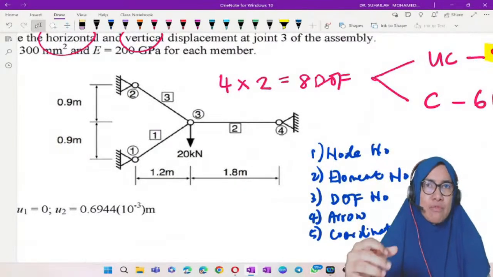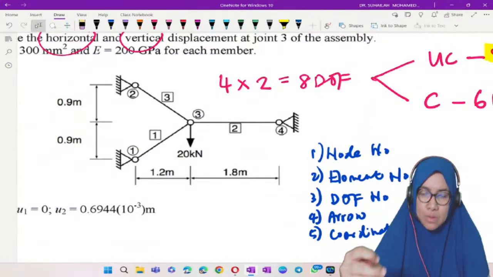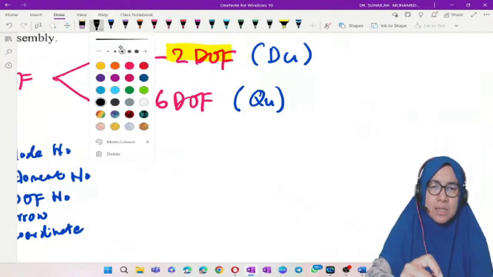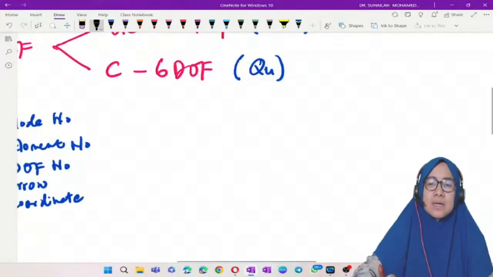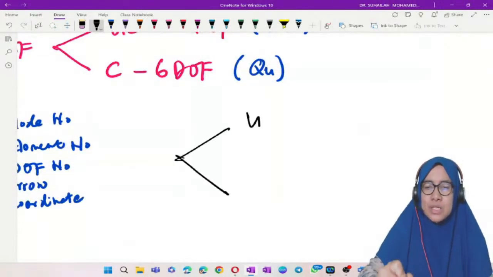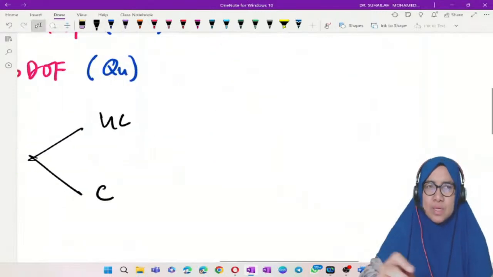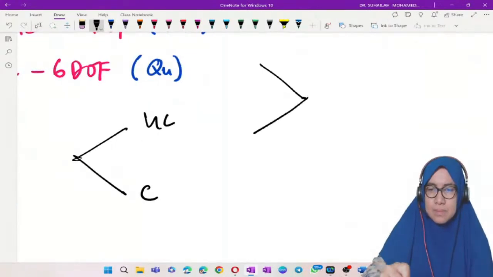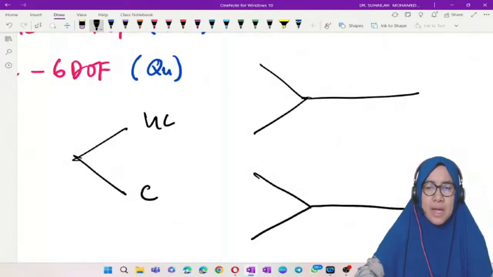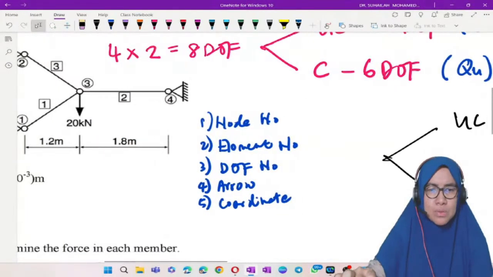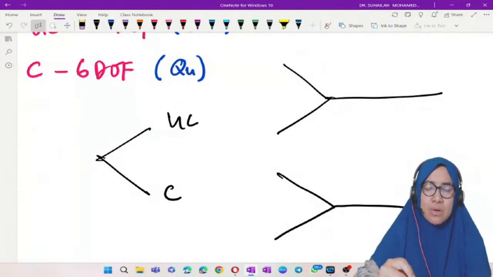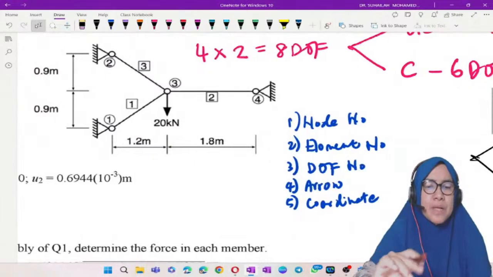To label the degree of freedom, according to the unconstrained and constrained system, normally we sketch the diagram, the truss, under two conditions. One is unconstrained, one is constrained. So we just need to sketch like this, sketch only. Okay, and then we label the nodes 1, 2, 3, 4. Okay, unconstrained, constrained.